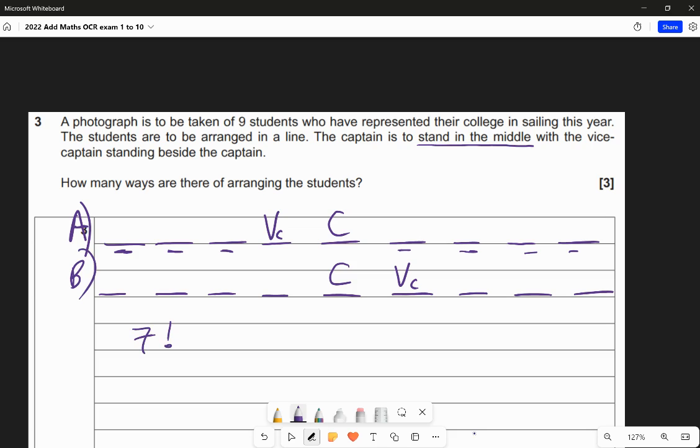So there are 2 different versions of 7 factorial: one with the vice captain on the left, one with the vice captain on the right. So it's 7 factorial multiplied by 2, which is 10,080 different ways. And there is your answer. With these questions, I always like visualizing the problem, drawing out the spaces and trying to see what constraints I have and how many different options I have for those constraints.